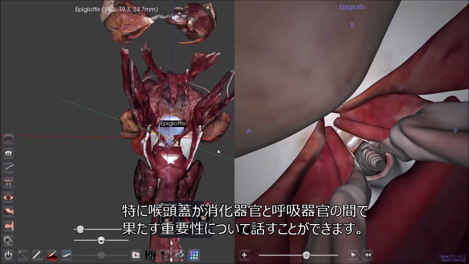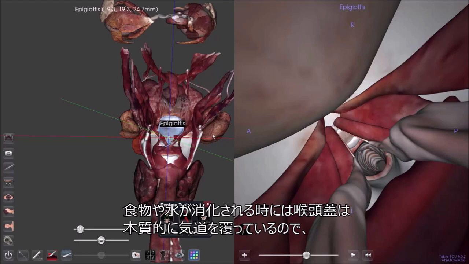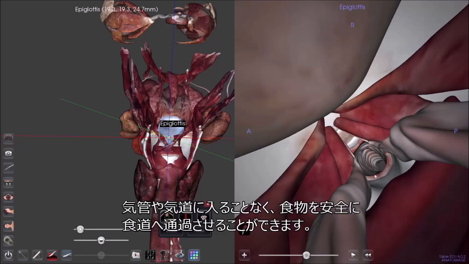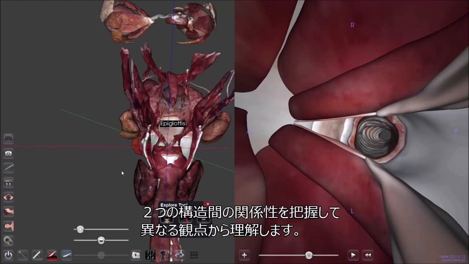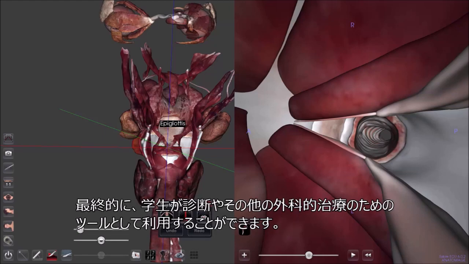In particular, the epiglottis essentially covers the respiratory tract when food or water is being digested, so that you're able to safely move food to the esophagus without any moving into the trachea or the respiratory tract down here. Any of these structures can be identified, and we can actually get a better visual inside as we move through. So utilizing the table, we can start to build relationships between these two systems, understand them from different perspectives, and ultimately help prepare students for success that they would get from utilizing tools for diagnosis and other surgical procedures later in their careers.